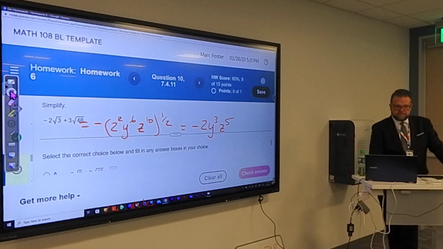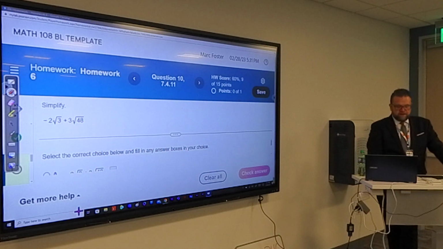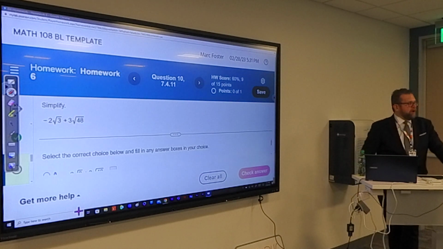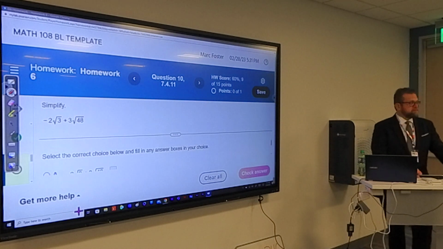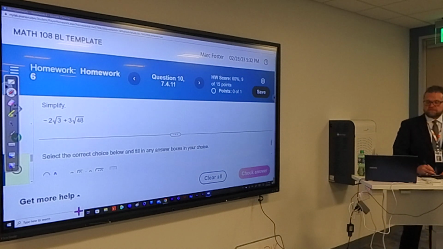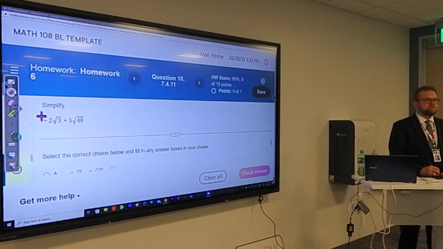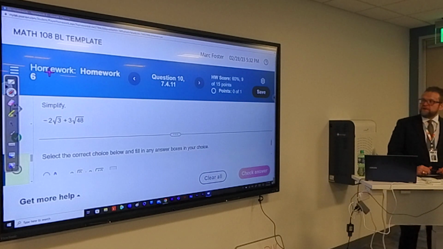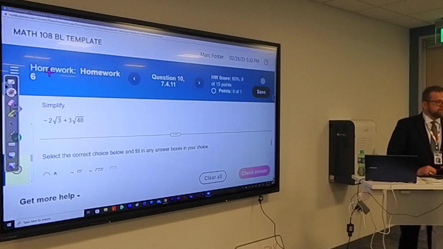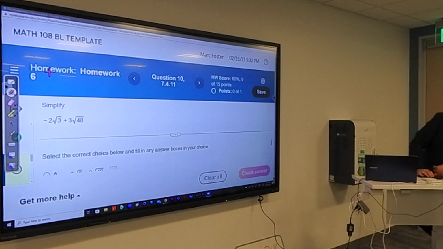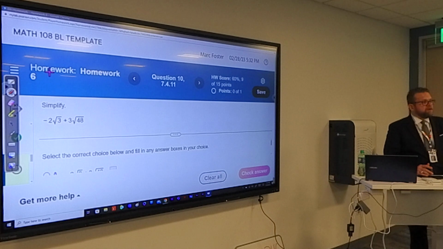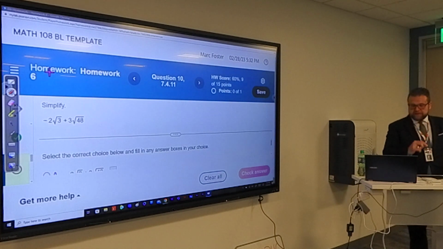Switching gears a little bit. They ask us to simplify this sum. Square root of 3, that's as simple as that one's going to get. But the square root of 48, what am I going to do? Okay. Is that as far as it'll go?